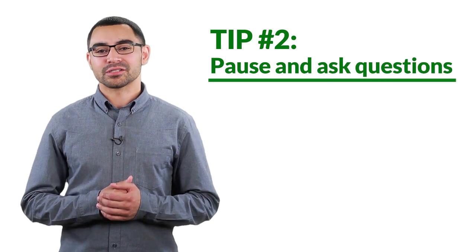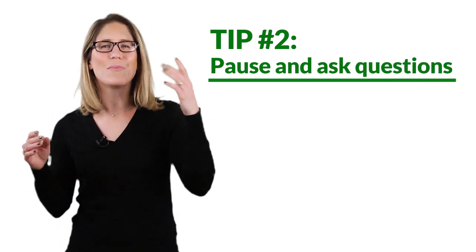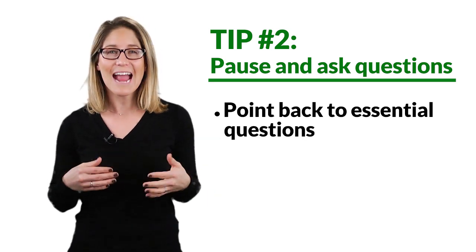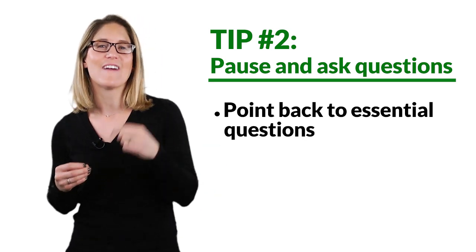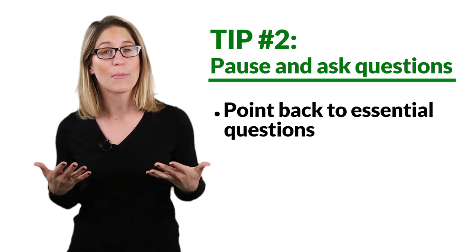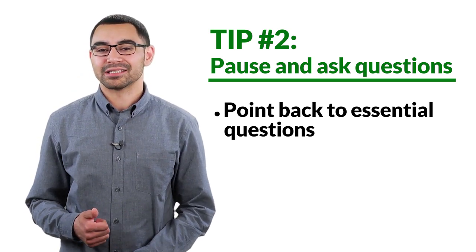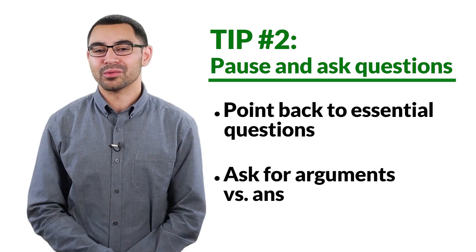So what about my second tip? You gotta pause and ask questions, right? Yep, but whenever you pause, your question should point back to that essential question. For active viewing, you'd want to ask fact-based questions aimed at comprehension. Right, and I bet a simple way to make that more reactive is to ask students to give arguments, not just answers. Perfect. Though to be fair, it's probably a better strategy on the second or third viewing.